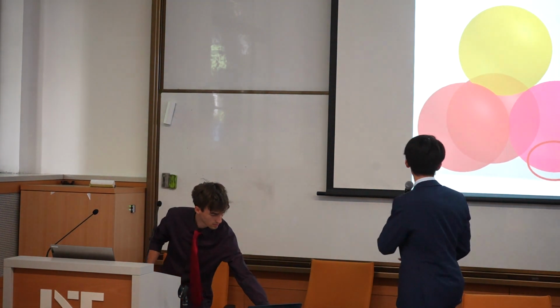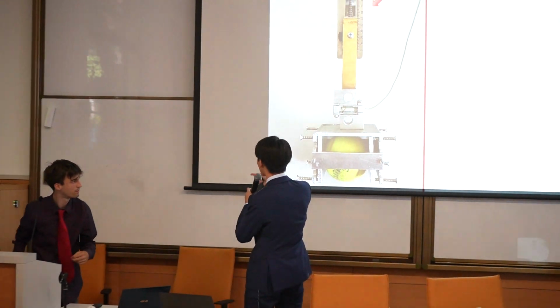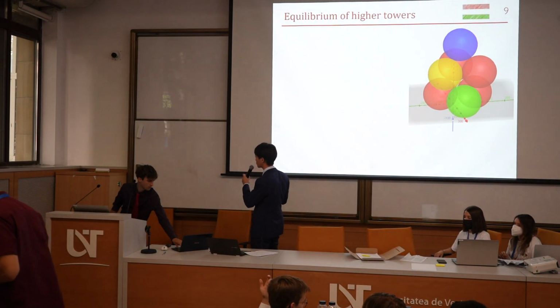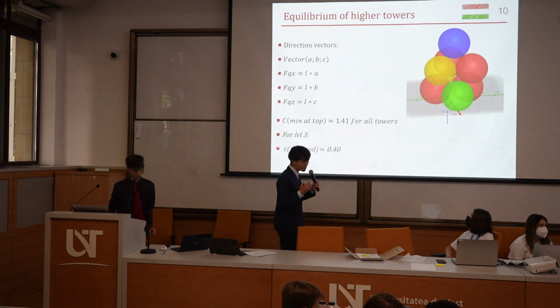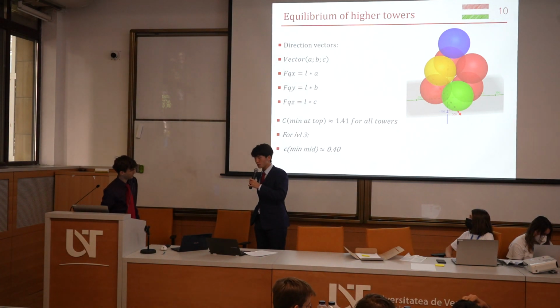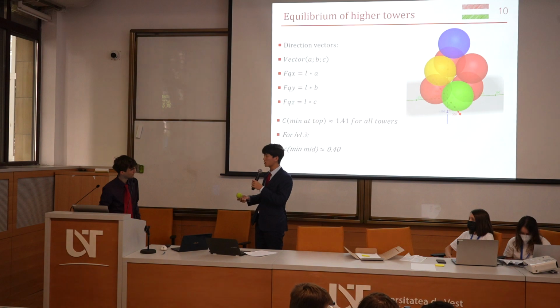Page 12. I think you mentioned that they needed 1.41. Yeah. Okay. So 1.41 is very uncommon for a coefficient of friction, right? Indeed, it is. So do you know why the tennis ball structure can exceed 1.41?